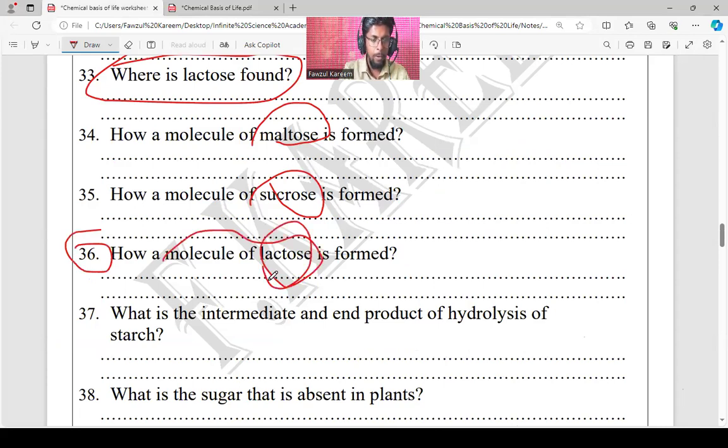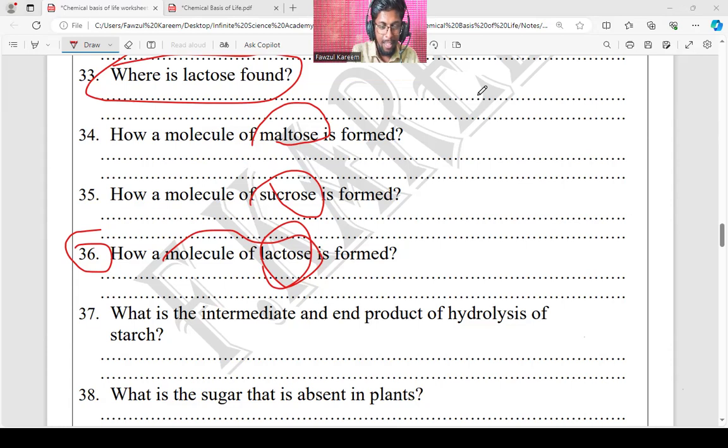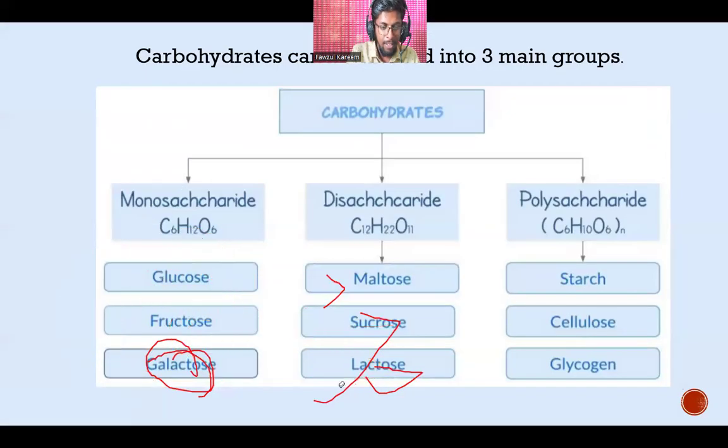How is lactose formed? Glucose and galactose. Very good. Others, please say how a lactose molecule is formed. Priya, can you say? I just told you. What's the reason? Okay, galactose plus glucose.